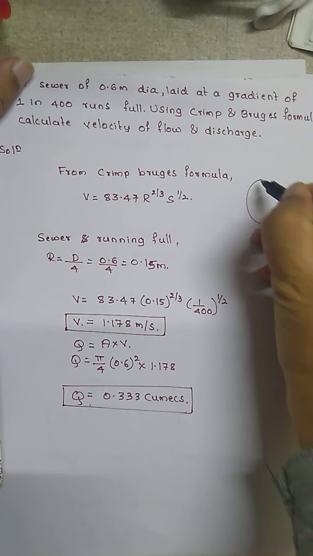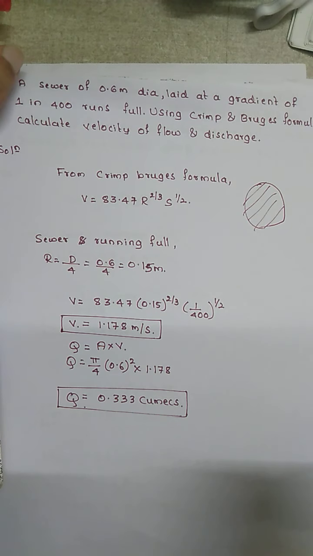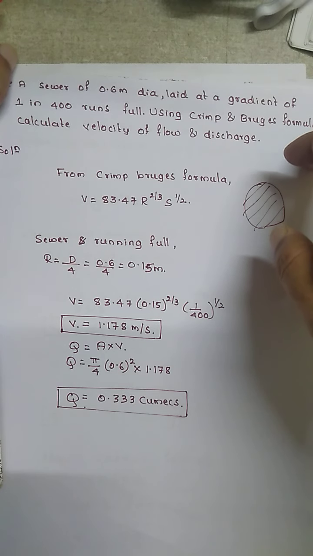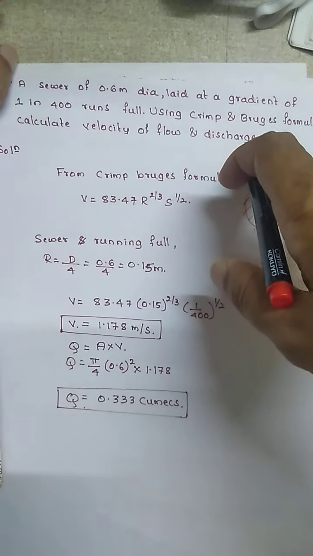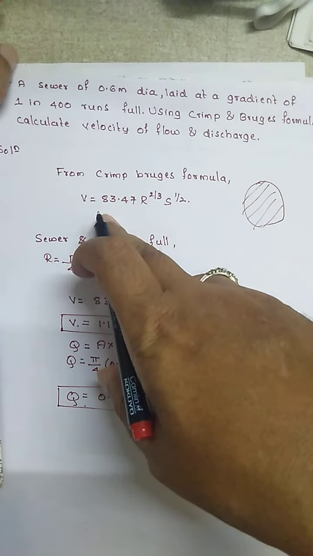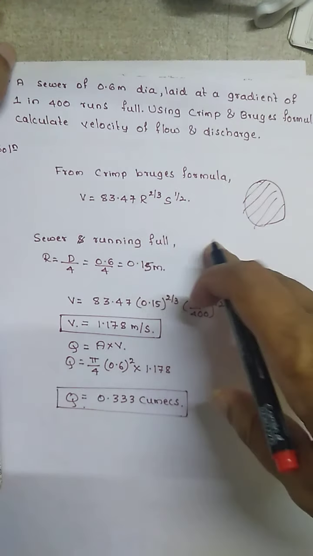That means the sewer is full of wastewater, and using the Crimp-Brooks formula, which I have already told you, calculate the velocity of flow and the discharge. The Crimp-Brooks formula is given by V = 83.47 r^(2/3) s^(1/2).